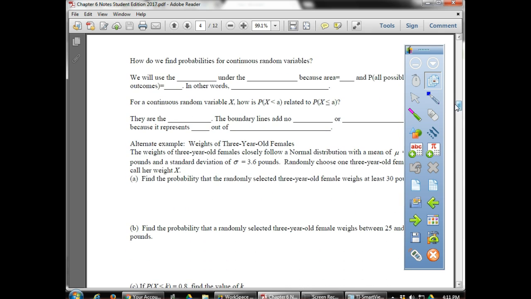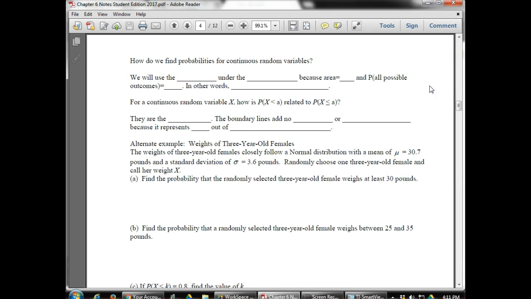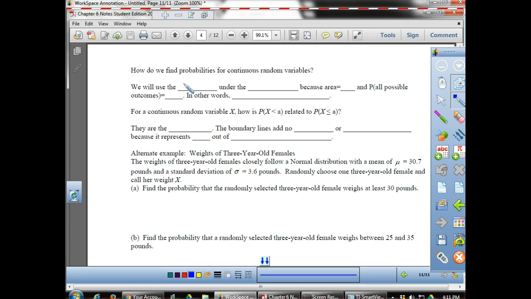So this next part, how do we find the probabilities for continuous variables? We will use the area under the curve, and here's why. Because the area under the curve equals 1, no matter what the shape is, the area equals 1, back from our density unit, and the probability of all possible outcomes also sums to 1. So in other words, area is the same as probability. And we will use those interchangeably.